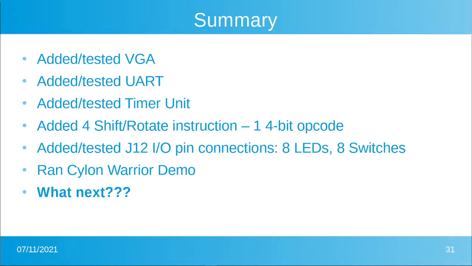We added 4 new instructions, but we only used one 4-bit opcode, and that supports shifts and rotates, left and right. So that's all 4 instructions. The assembler was fixed to accommodate those as well and generate the right output data stream for that. Nice function to have the shift and rotate. For the demo we had here, it was definitely useful. We were able to do a lot of stuff without a shift and rotate, but if you're not running the Cylon Warrior, you don't have a computer.